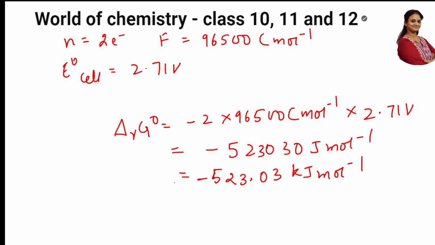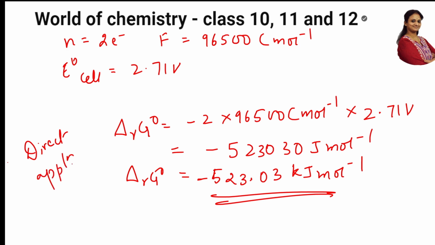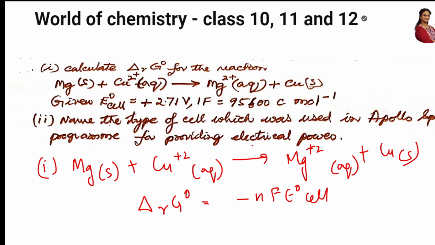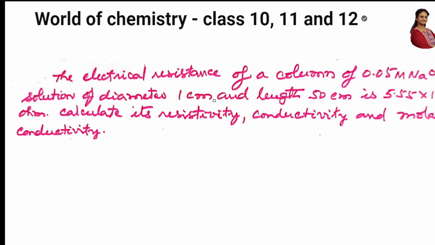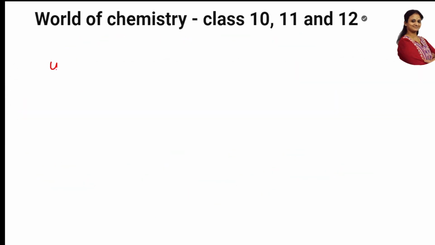The next question. Delta G naught r value is a direct application question. Let us see the next question. Name the type of cell used in the Apollo space program for providing electric power. The Apollo space program used the fuel cell, right? So you'll just write in one word: hydrogen oxygen fuel cell. Perfect.